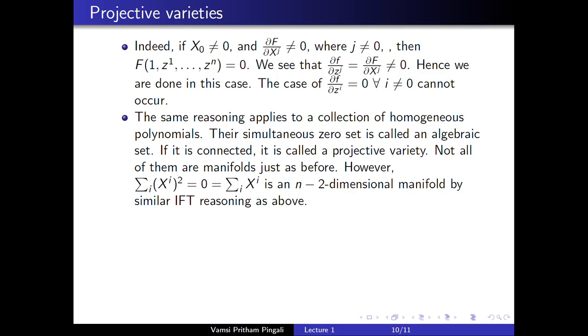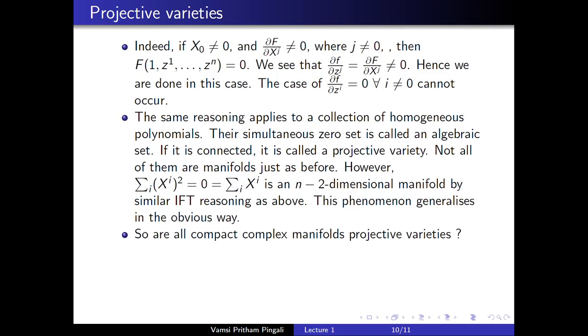Now this procedure raises a very interesting question. Recall that in the real category, if you take any smooth manifold, it's a submanifold of Rn by the Whitney embedding theorem. We just saw that compact complex manifolds cannot be submanifolds of Cn. Well, are they all submanifolds of some standard space? In particular, are they all projective varieties? That's a very reasonable question to ask, right?